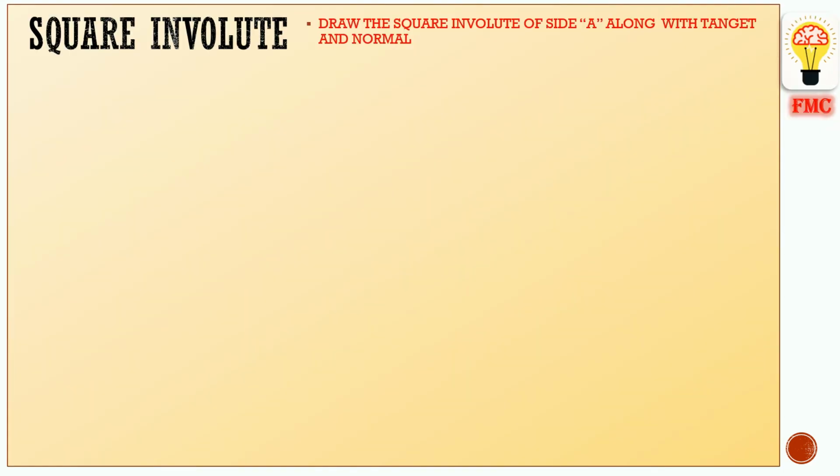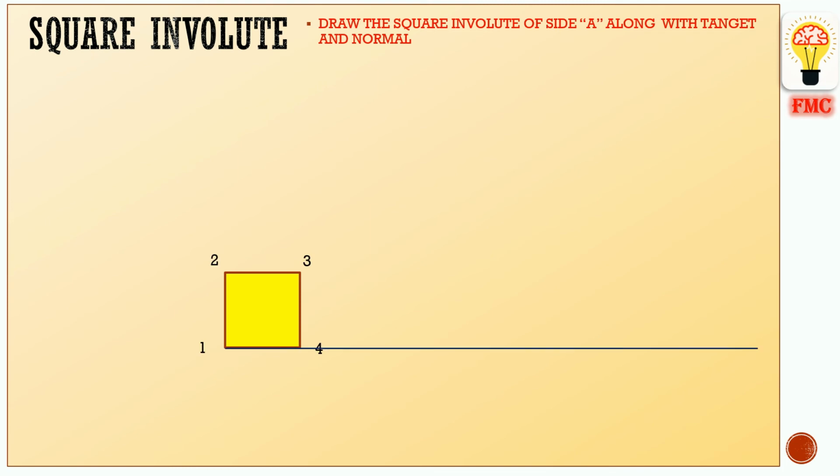Now the next one is the square. Very easy. As I told in the problem, the side is A, so I am making one square, giving the names in the clockwise direction. Then from the 1-4 side I make one line, right? And you know that on 3-4 I also have to make one line. On the 2-3 side I make one line, and on the 1-2 side I make one line, right?